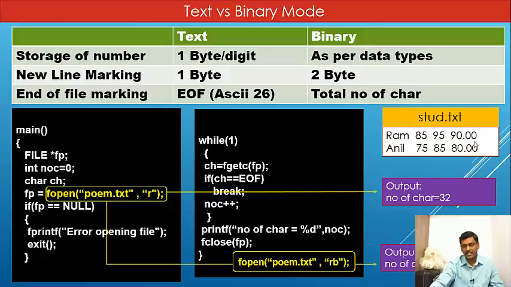Because in text mode each digit requires 1 byte, here it is 4 bytes, and this is also 4 bytes. For the new line marking, it takes 2 bytes in binary mode, so it reduces 2 bytes, that is 30. For the new line marking in text mode it takes only 1 byte, in binary mode it takes 2 bytes. So reduce 2 bytes, 30, increase 1 byte, 31.